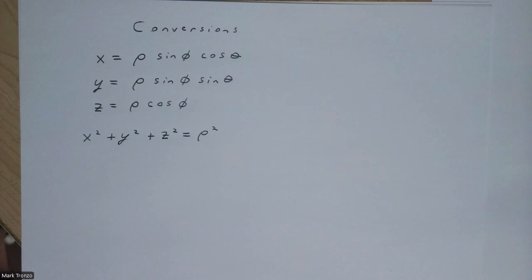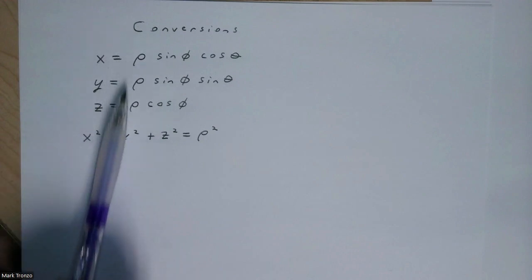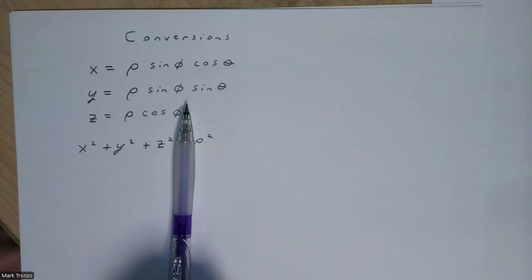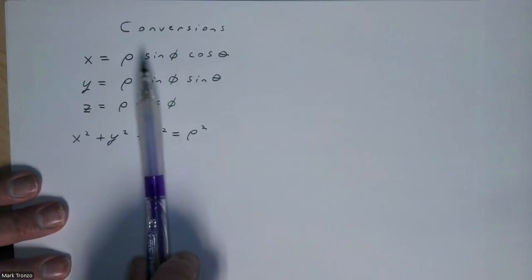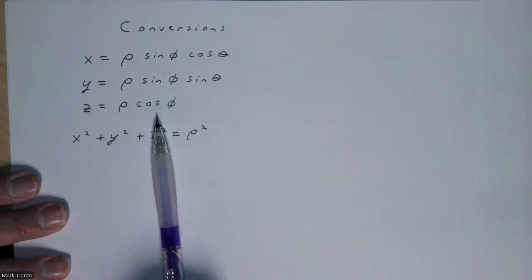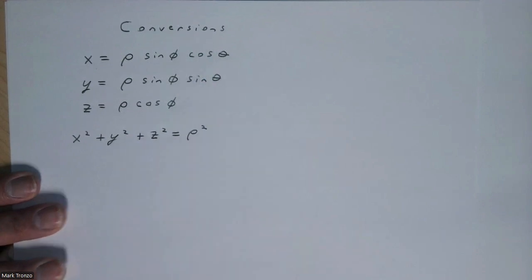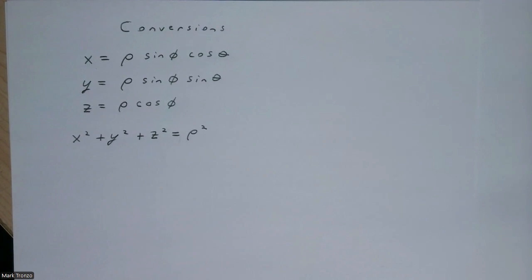These should be memorized, and they're pretty easy to memorize. You're going to have rho in all three cases. You'll have phi right here, and it'll just be sine, sine, then cosine. And then for theta, it's cosine and sine. So these are relatively easy to remember, and you're going to use these a lot whenever you convert to spherical coordinates.